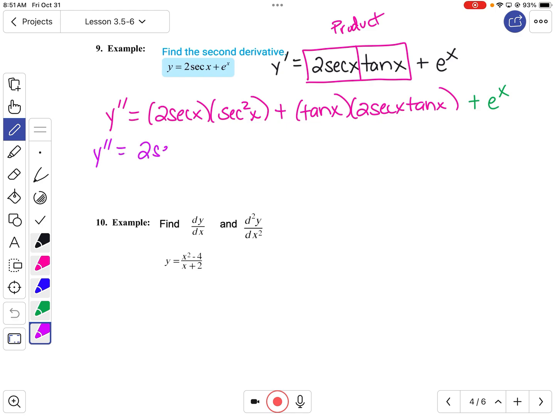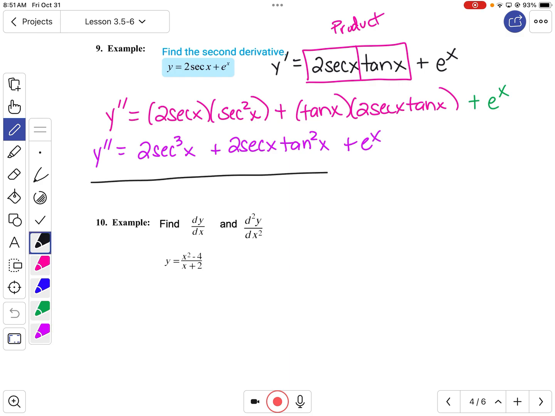This would be 2 secant cubed. This is going to be 2 secant x tangent squared, because there's 2 tangents, plus e to the x. Y'all, there's nothing else we can do. Okay, we don't have a term that's common to all of those, so we're done. All right, so the product rule was the tricky part in there. This is where organization is so important, because you can get lost in all the things that are on your paper. Okay.